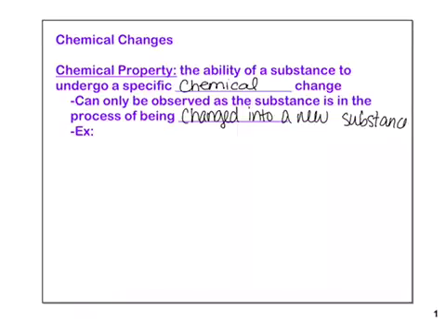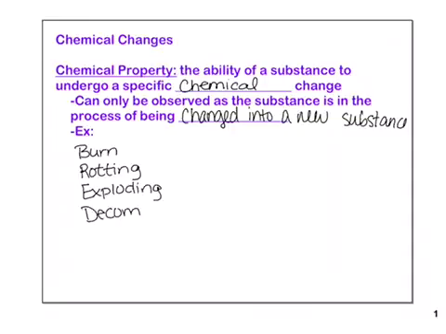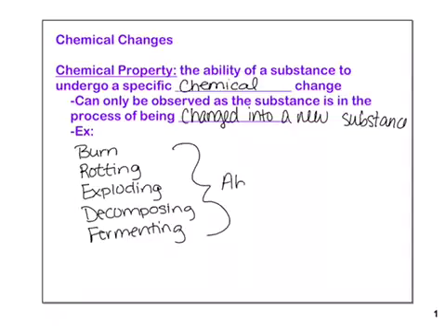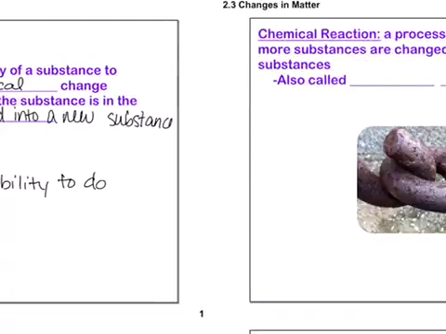So examples of chemical properties include the ability to burn, maybe like fruit rotting, explosions or exploding, decomposing, and fermenting are all examples of chemical properties. A substance's ability to do any of these are chemical properties.